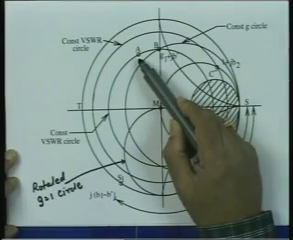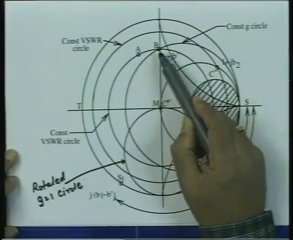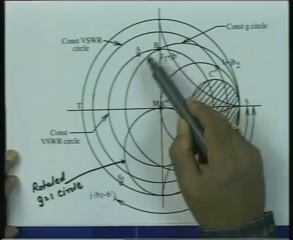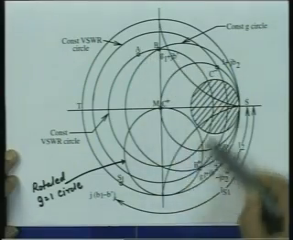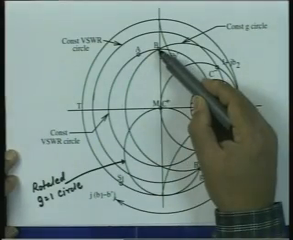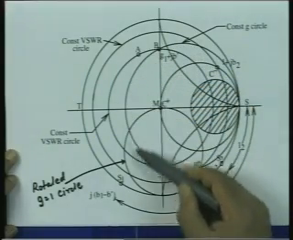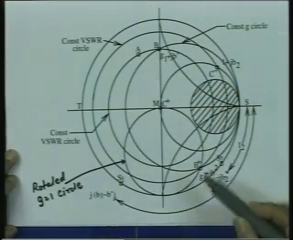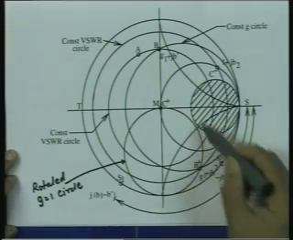So let me again repeat how we do that. First, mark the normalized admittance on the chart, and move by a distance L1 on a constant VSWR circle passing through A to come to a point B. Then move on a constant conductance circle till you reach the rotated G equal to 1 circle.